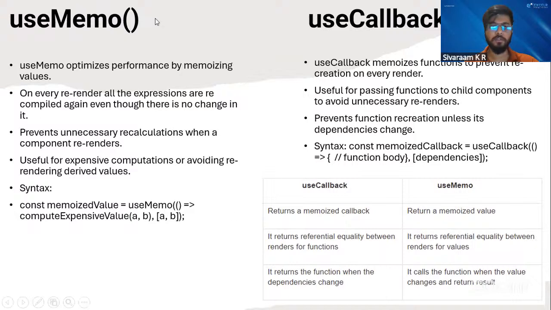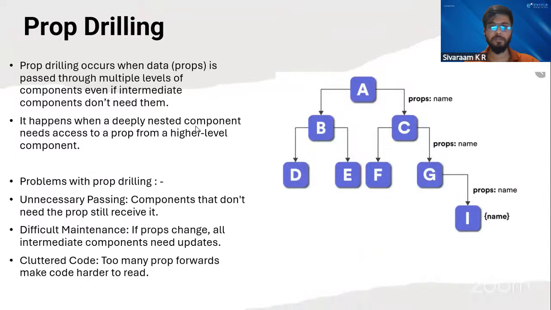The thing is, these hooks are rarely used, so you don't have to worry much about them. You mainly need to concentrate on useState, useRef, and useEffect. These are just used for memoization, that's it, meaning to avoid multiple re-renders. Okay, next we'll see something called prop drilling.